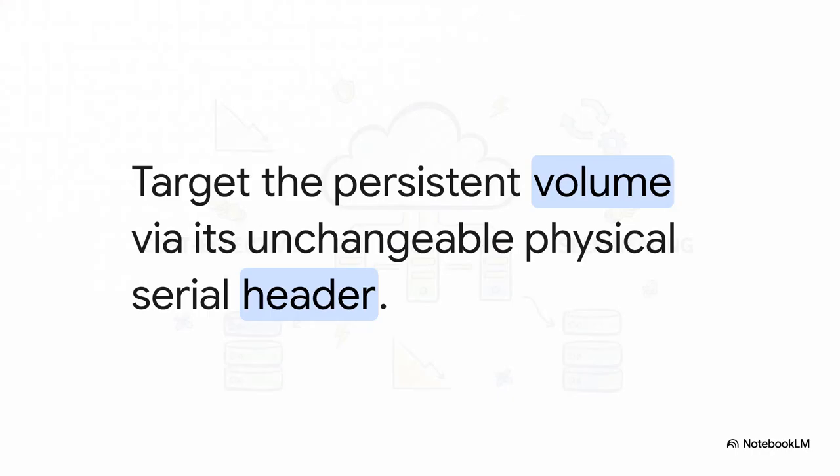Instead of using a target that shuffles around, this architecture targets the persistent volume via its unchangeable physical serial header. You use the exact path /dev/disk/by-id/google-existing-data. Because this targets the actual hard-coded ID of the disk, it acts as an absolute permanent anchor for the data. No matter how many times the virtual machine gets destroyed and recreated, the startup script is always going to find the right data.